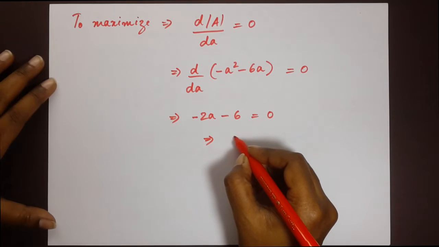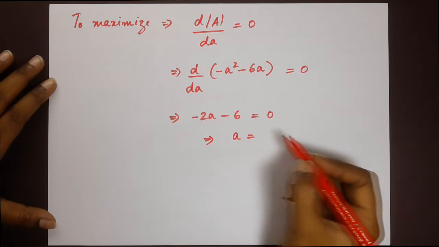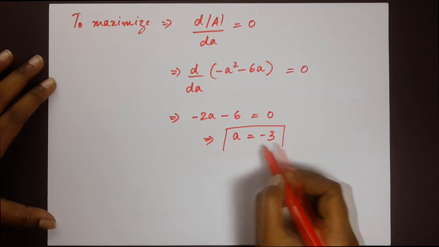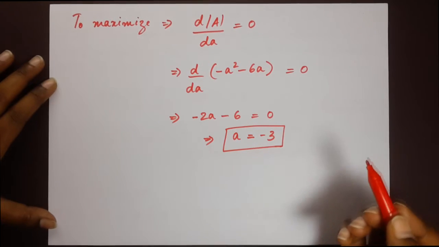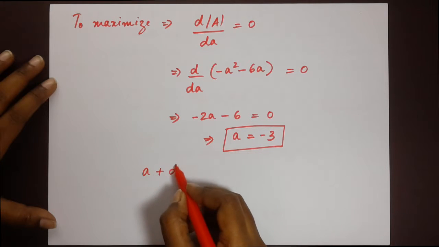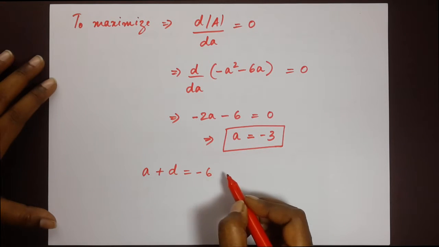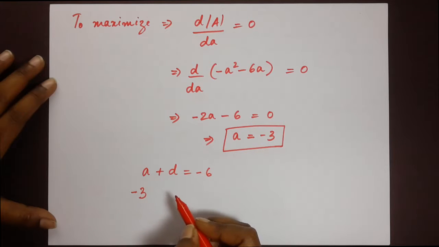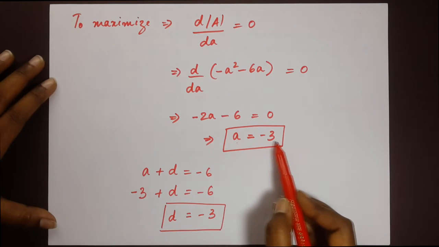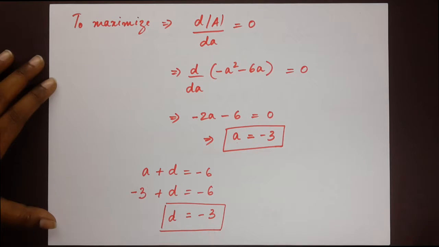And that gives us a value of a of -3. So we have the value of a, from which we can actually find out the value of d. We have the equation a + d = -6. So from here, if we substitute the value of a, it's -3 + d = -6. That gives us d equal to -3. So we have a = -3, and we have d = -3.